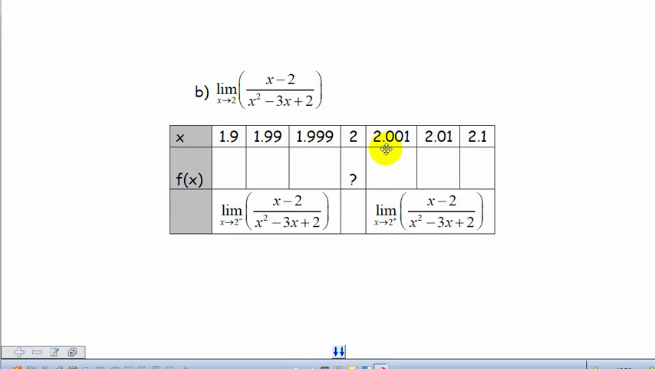And so we've already set up our table to look at x values that will be getting closer and closer and closer to 2. So on the left, or from below 2, we're getting closer by looking at 1.9, 1.99, 1.999. And then from the right, we're starting at 2.1, and we get closer by coming to 2.01, and even closer by coming to 2.001. So we want to set up our calculator so that it will evaluate the function at all of these values for us. So let's take a look at how we'll do that.